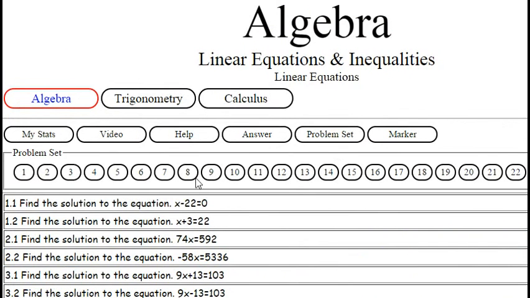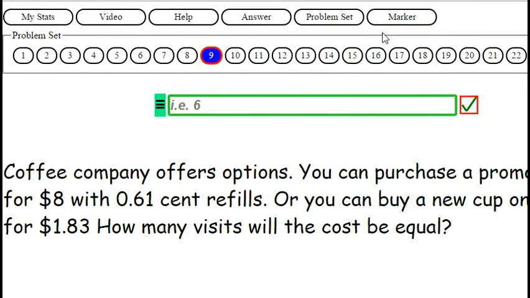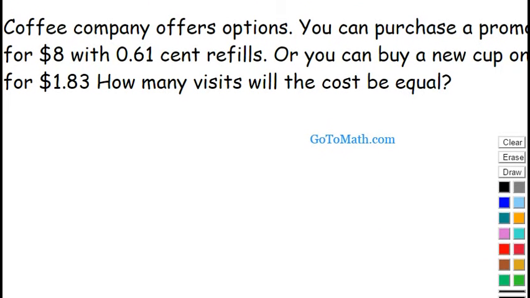Click on linear equations, and I think we're going to be looking at 9.2. Of course, we can't get the whole thing on the screen here, so I'll have to fill in the blanks for you. A coffee company offers options. You can purchase a promotional cup for $8 with 61-cent refills, or you can buy a new cup on each visit for $1.83. How many visits will it take for the cost to become equal?